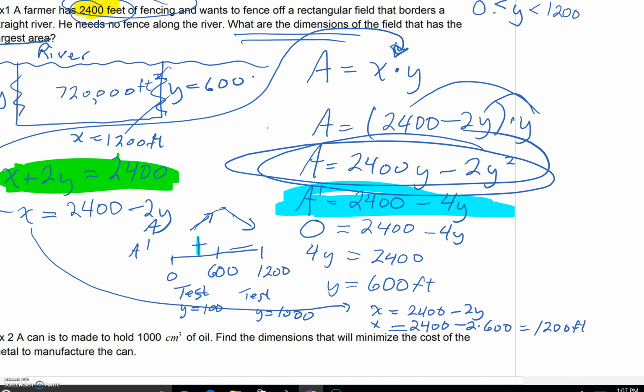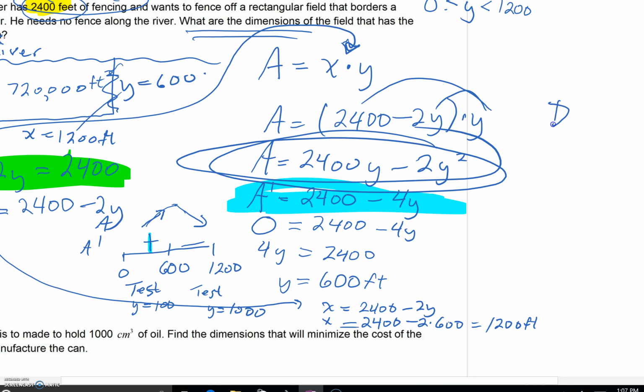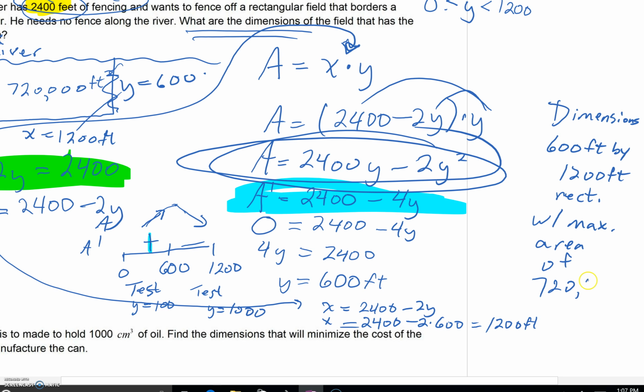What are the dimensions of the field with the largest area? Well, the dimensions would be, what do you think? It's a 600-foot by 1,200-foot rectangle with a maximum area. I know they didn't even ask for this, but you could definitely figure it out. Sometimes they will. Sometimes they're not going to ask for the dimensions. Sometimes instead they're going to say, tell me the maximum area that you can find here. Okay? If you were asked to justify why that's true, you'd have to write a sentence that A prime changes from positive to negative. We doing okay?